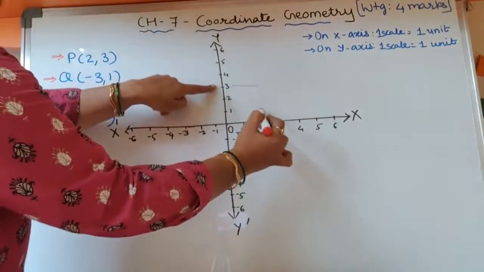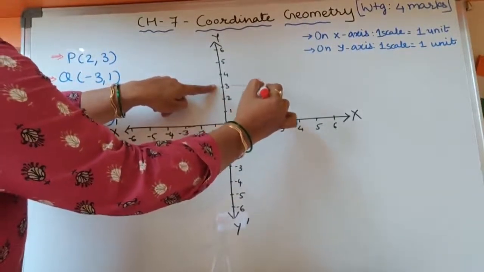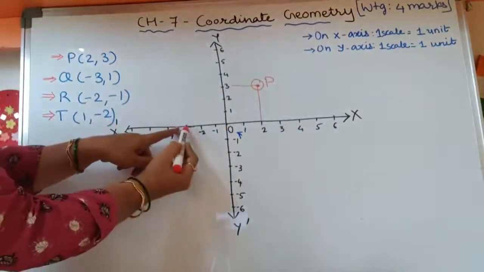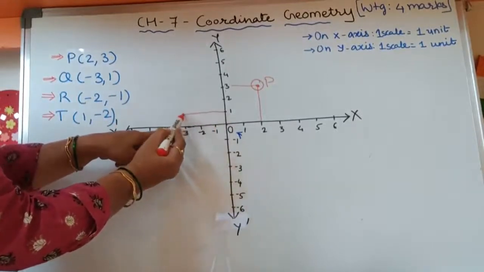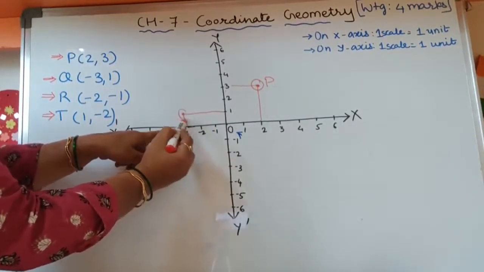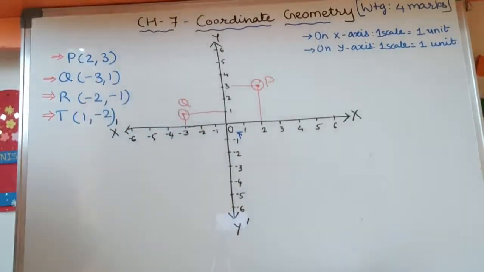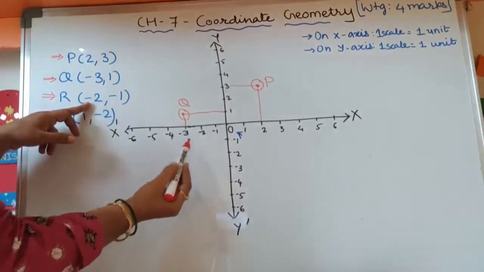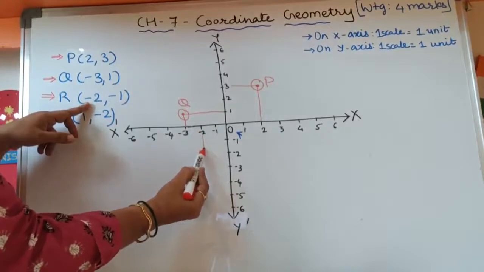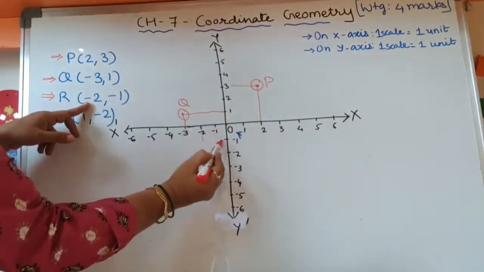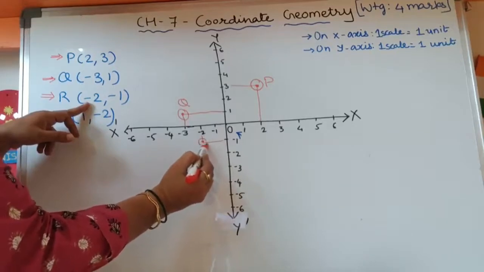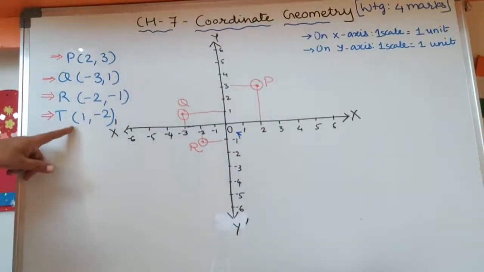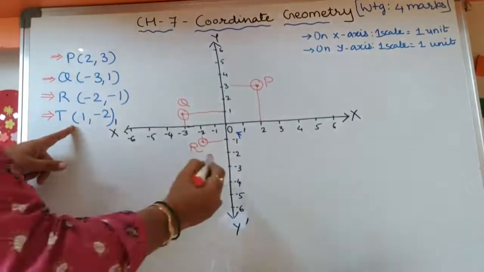When they meet together at this point, we locate it as P. Now minus 3, plus 1: minus 3 on the x-axis and plus 1 on the y-axis. So this point is called Q, which is situated in the second quadrant. Now R is minus 2, minus 1. Minus 2 is on the x-axis and minus 1 is on the y-axis. Both coordinates are negative. So here it is point R. Now let's locate point T: 1, minus 2.